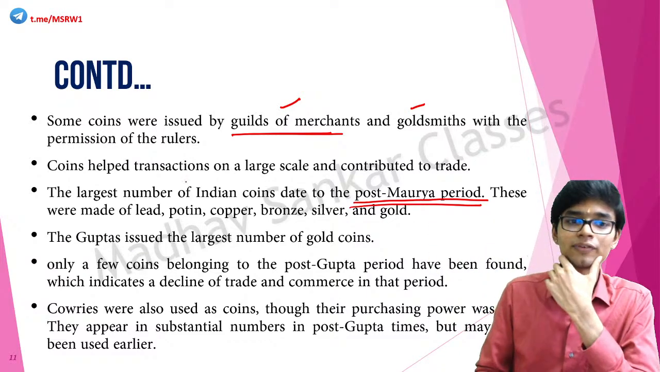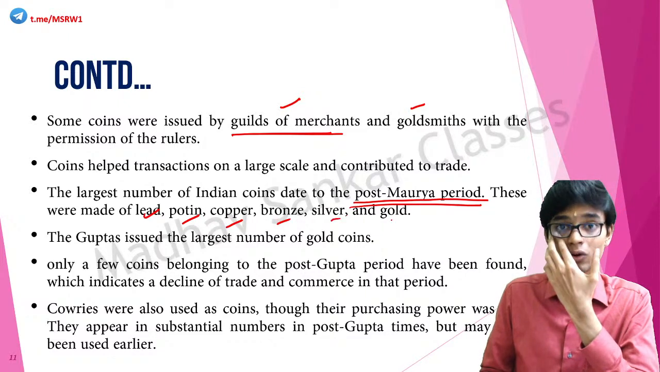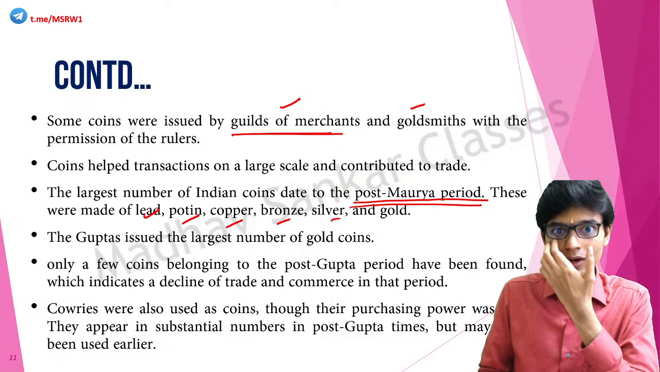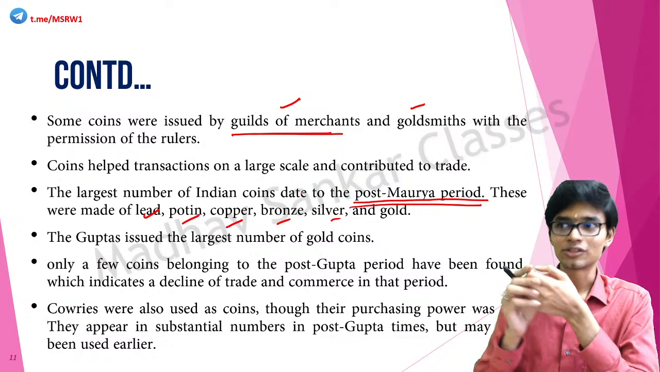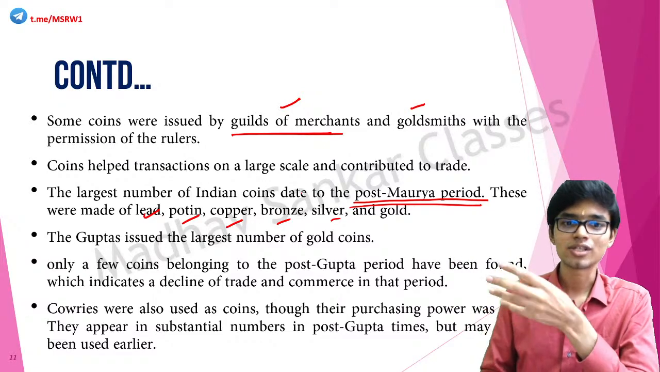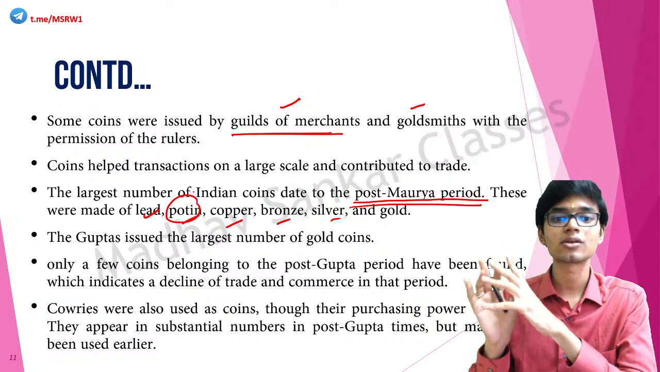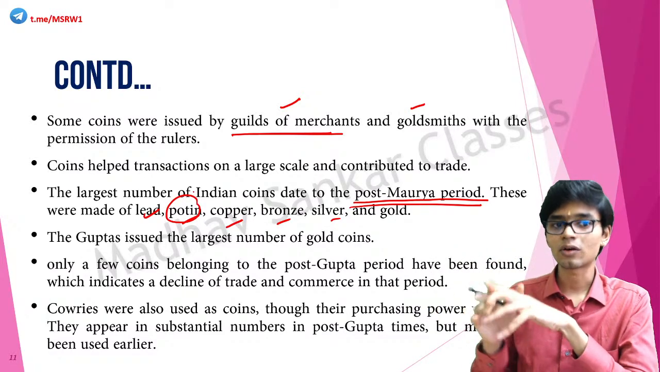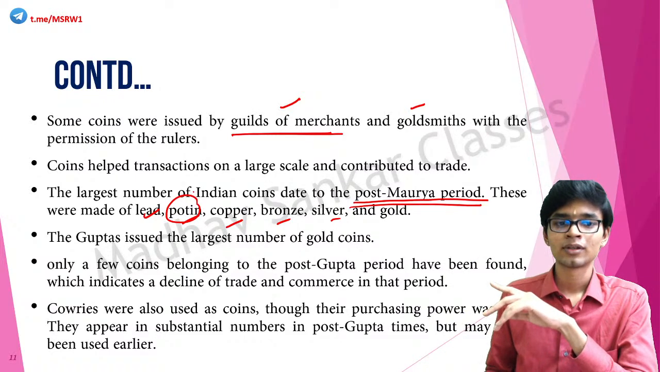And these are made of lead, potin, copper, bronze, silver, and gold. Okay, all these are important. If the UPSC asks a question, which of the following metals were used for making coins, and if you suddenly see potin there, you might get confused. Actually, there were potin coins also, don't forget. There were coins of lead, potin, copper, bronze, silver, and gold.